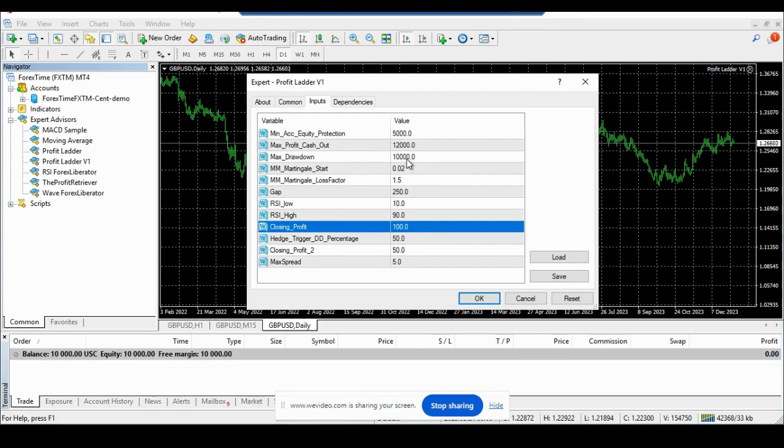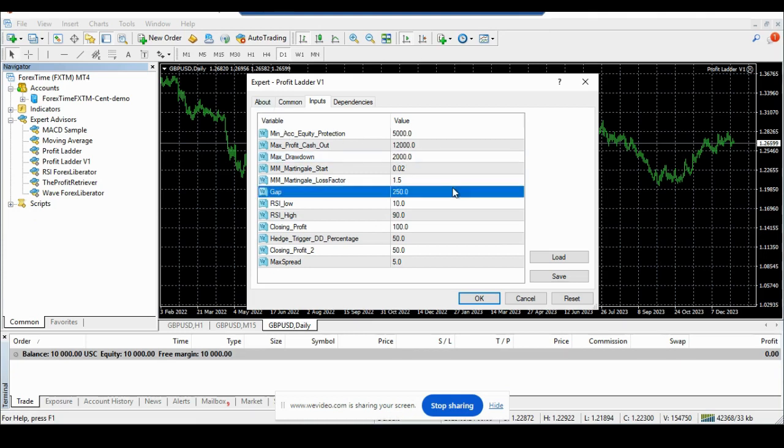But you might say, no, I'm more conservative. I only want the drawdown on this account to be $2,000, which means you then set your drawdown to 2,000. Just for purposes of this, I want to make this 10,000 if you don't mind, because I need to explain the drawdown later and the hedge function.